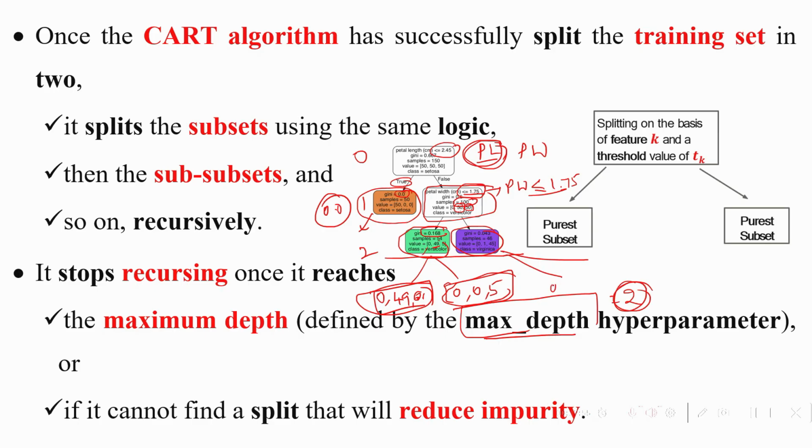Like that, we split this also into two parts: 0, 1, 0 is one subset, and 0, 0, 45 is another subset. If there is no max depth condition, we keep increasing the size of the tree. That's why it's called a growing tree. If there is no max depth parameter, then the tree is called a growing tree.